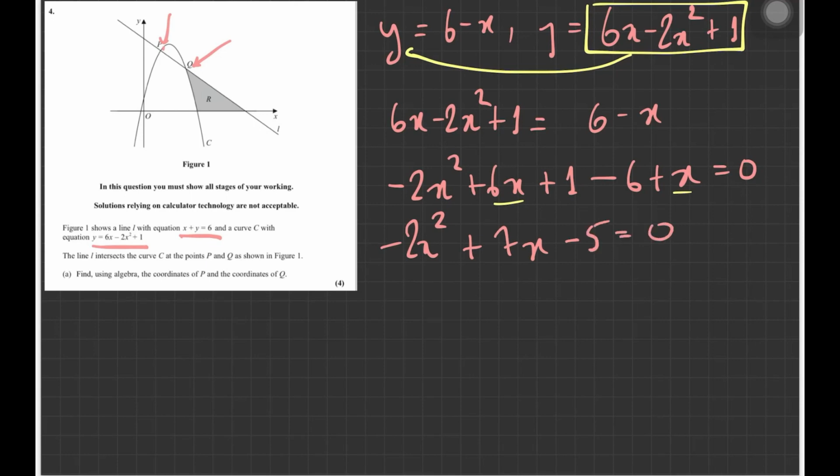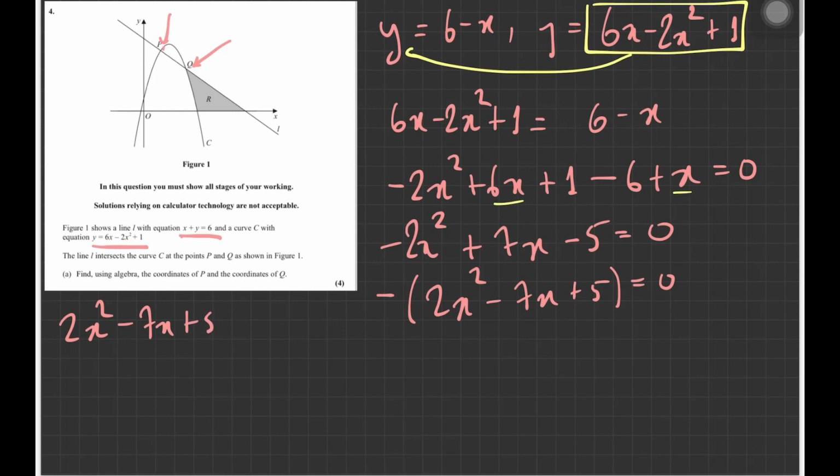Because x squared is negative, it's not a very ideal thing. So let's take out the negative from here and put it on the other side, right? So what we can do is say minus 2x squared plus 7x minus 5 is equal to 0. And then basically the negative sign goes away, and we have the equation 2x squared minus 7x plus 5 is equal to 0. All right.